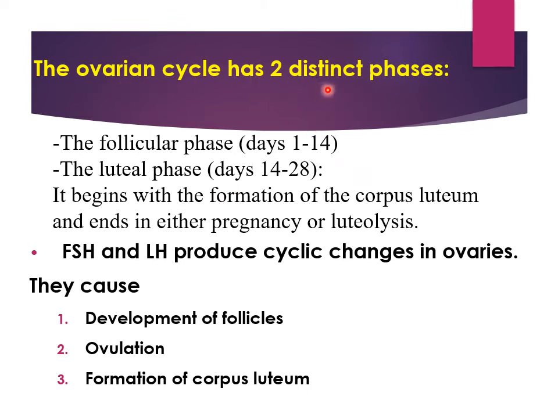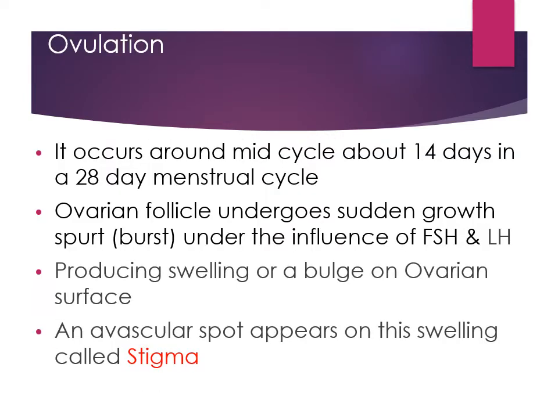The ovarian cycle has two distinct phases, the follicular phase and the luteal phase. Follicle stimulating hormone and luteinizing hormone produce cyclic changes in the ovaries. They cause development of the follicles, ovulation, and formation of the corpus luteum. Usually ovulation occurs around mid-cycle, about day 14 in a 28-day menstrual cycle.